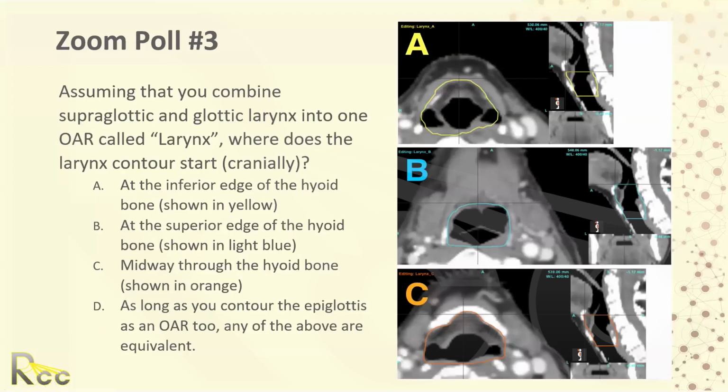So now we're going to move into a little bit of the organs at risk. I wanted to start with a little poll here. Let's assume that you combine the supraglottic and glottic larynx into one organ at risk called larynx. Where does the larynx contour start cranially? At the inferior edge of the hyoid bone? At the superior edge of the hyoid bone? Midway through the hyoid bone? Or, as long as you contour the epiglottis as its own OAR, any of the above are equivalent? And this is just referencing our guidelines.